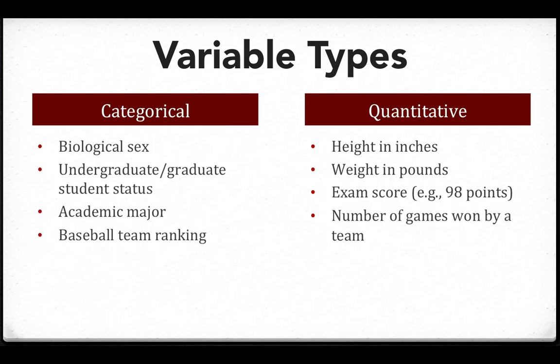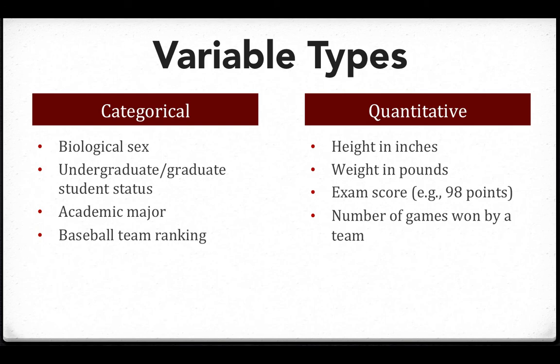Here are some common examples that you may see in this course. For categorical variables: biological sex, undergraduate versus graduate student status, academic major, and baseball team ranking. The rankings often trip students up because they do have numeric values, but remember that they don't have equal intervals. The difference between the first and second place teams is not necessarily the same as the difference between the 11th and 12th place teams. For quantitative variables, height in inches and weight in pounds are most common.